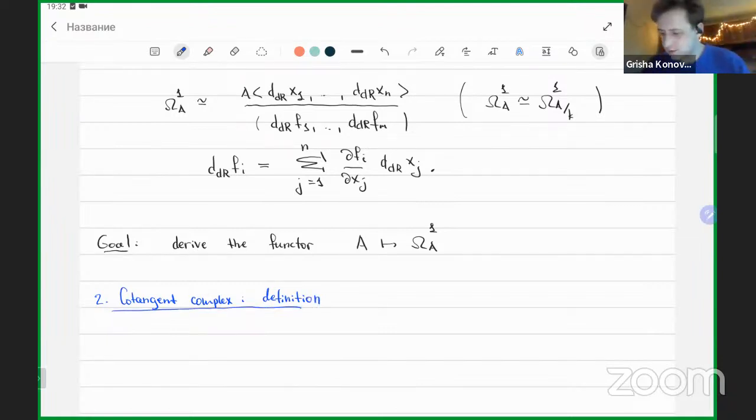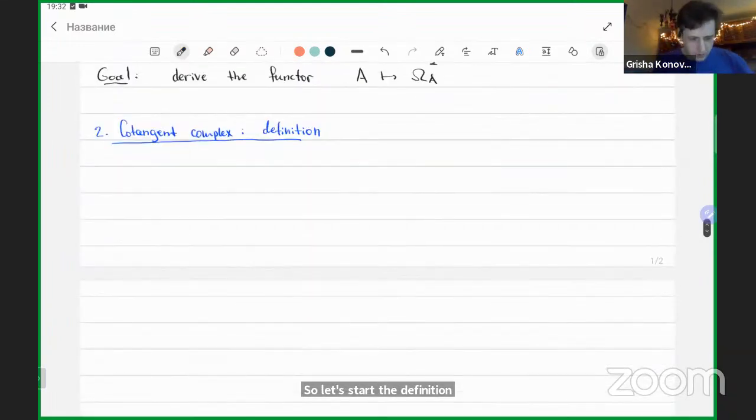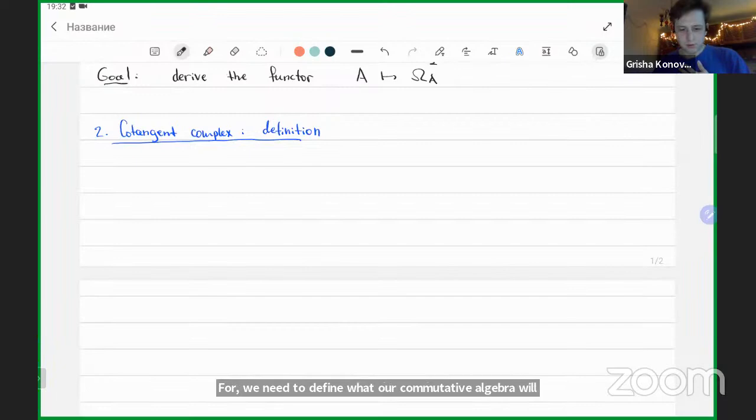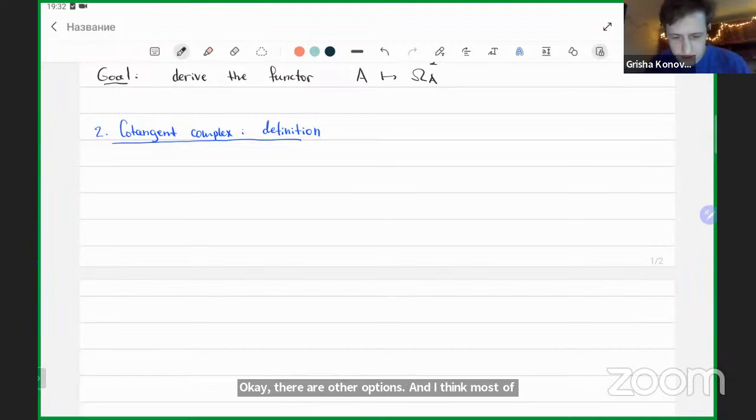So let's start with the definition. And first, we need to define what our commutative algebras will be. So I would like to work with connective differential graded algebras. There are other options, and I think most of them are more or less equivalent.